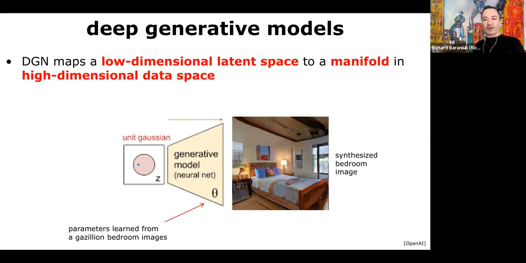And this is an actual synthesized bedroom image. It's just insane how well this works. So for every different entry of Z in this low dimension, maybe a 100 or 1,000 dimensional input space, you get a different bedroom picture. And then how do you learn these parameters theta? Well, there's a whole host of different methods that you can use to learn these values theta. Okay, so these are generative networks.